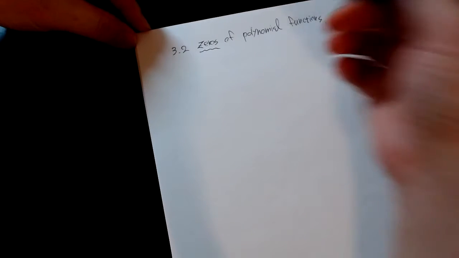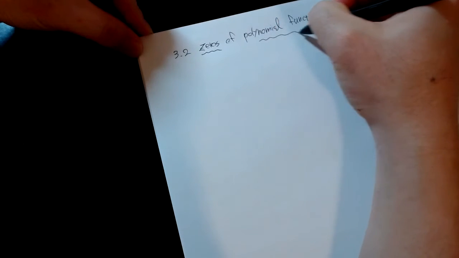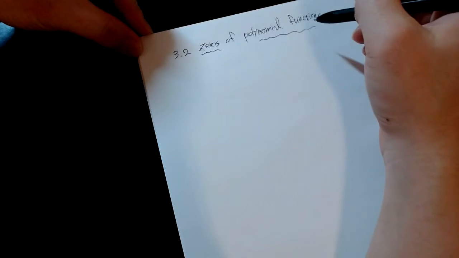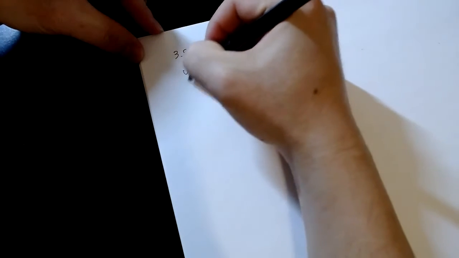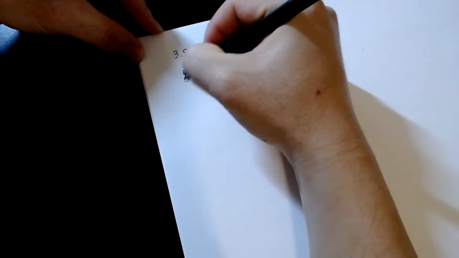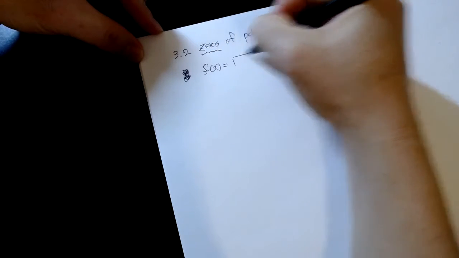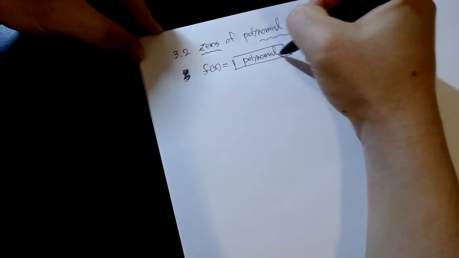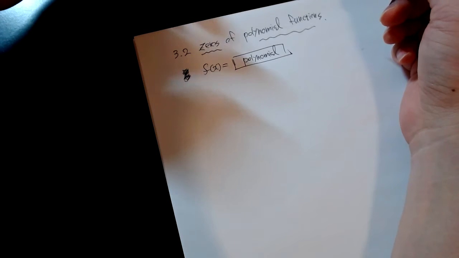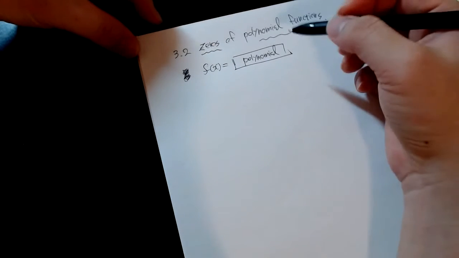Okay, so here the objective is this. By the way, in 3.2 you can see the name of the chapter, zeros of polynomial functions, so we're going to talk about the polynomial function. F of x is equal to something, and that is a polynomial. It could be a quadratic polynomial or a higher degree polynomial. Keep this in mind.